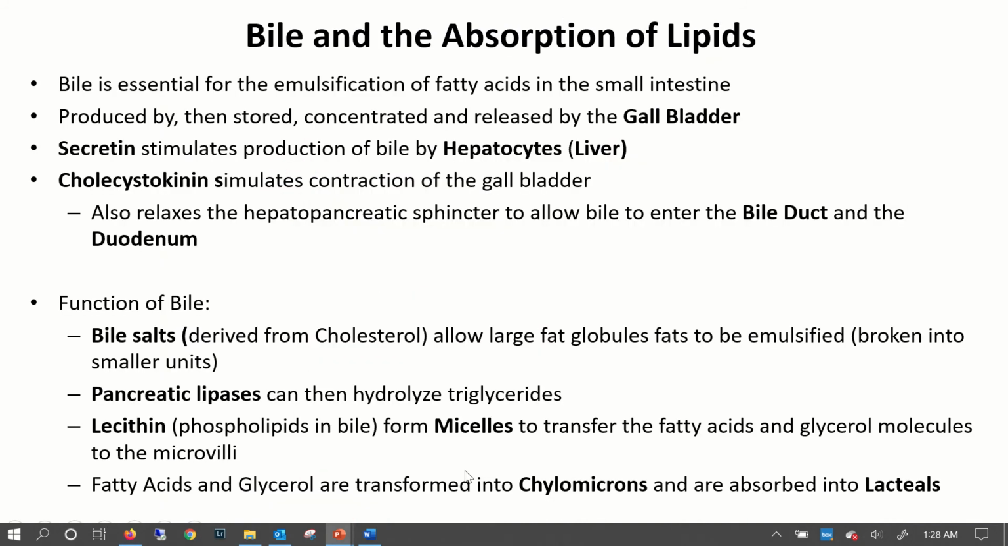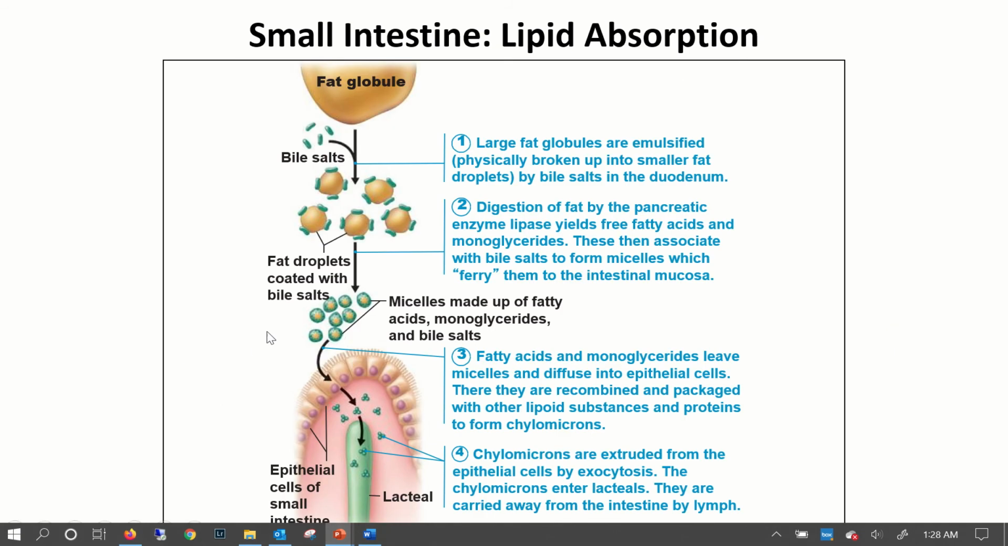Now, micelles are actually formed by what's known as lecithin. Lecithin most people have heard of. It's basically a group of phospholipids in the bile. And that group of micelles transfers all the fatty acids and the monoglycerides through the lumen all the way to the intestinal wall. This is where they need to make it in order to be absorbed.